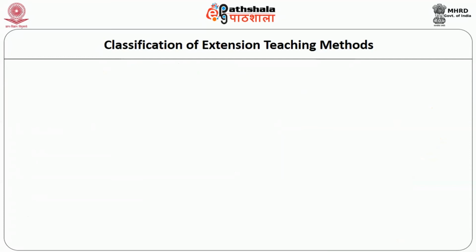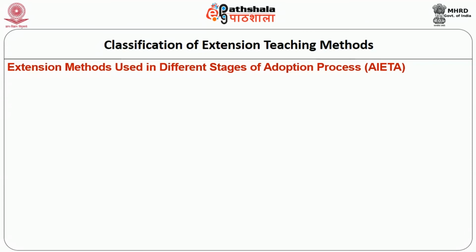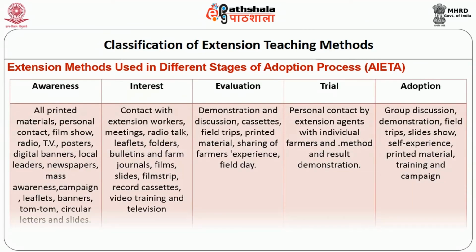Coming next to the extension methods used in different stages of the adoption process. At the awareness stage, when the farmers have gained awareness about the technology, we can go in for all printed materials, personal contact, film show, radio, television, posters, digital banners, local leaders, newspapers, mass awareness campaigns, leaflets, banners, tom-tom, circular letters and slides.